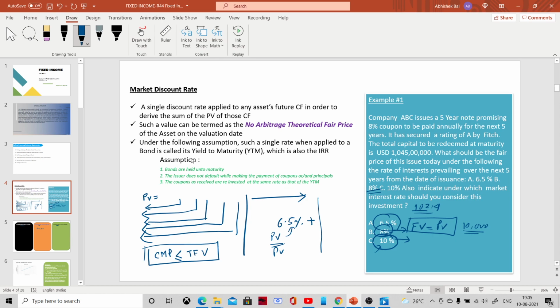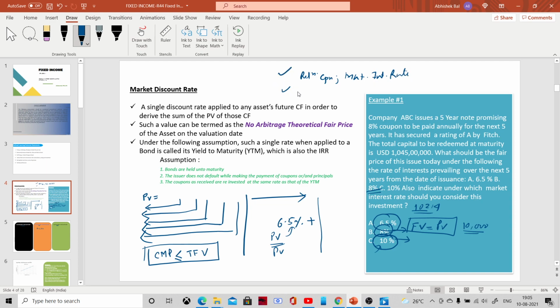Now, we also need to understand a few things. The third thing out of this is that we assumed that this market interest rate of 6.5%, 8% or 10% remains constant throughout the tenor of the security. So there are three things that we gleaned out. First was the relationship between the coupon and the market interest rate.